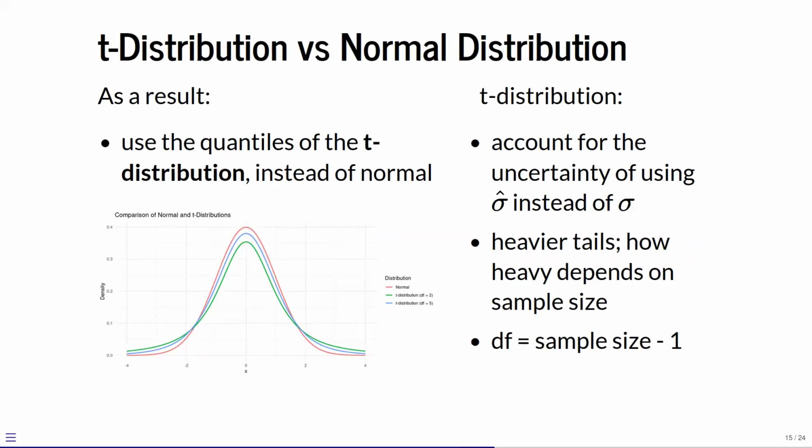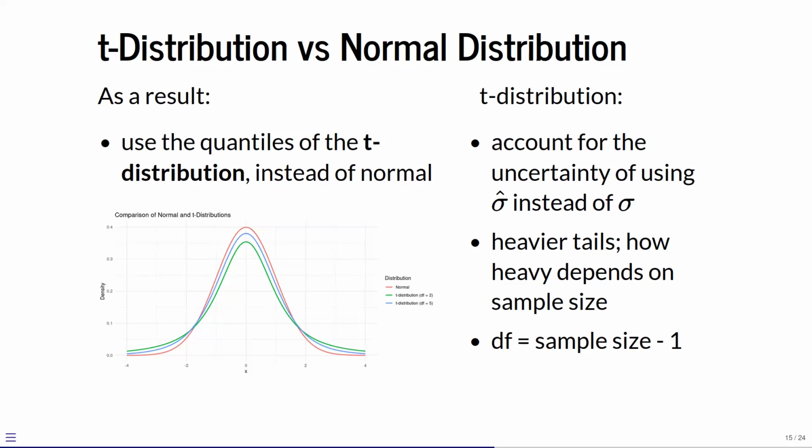Now, as a result of not knowing the population standard deviation, we need to use the quantiles of the t distribution instead of the normal distribution. The t distribution accounts for the uncertainty of using the sample standard deviation, i.e., using sigma hat instead of sigma, the population standard deviation. The t distribution has heavier tails than the normal distribution, and how heavy the tails are depends on the sample size. Heavier tails will make the confidence interval wider, reflecting the uncertainty in the estimate of the population standard deviation.